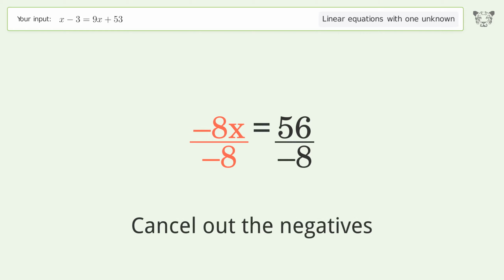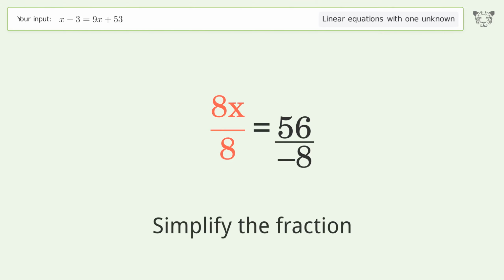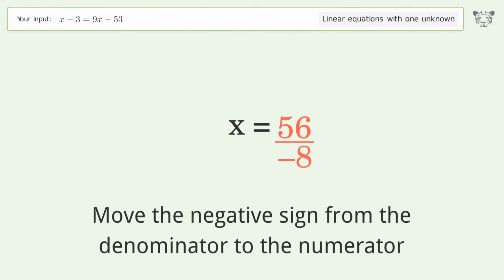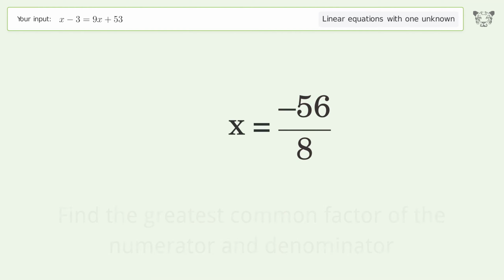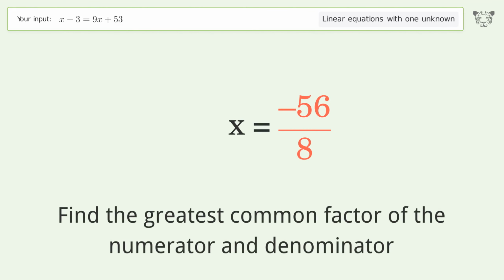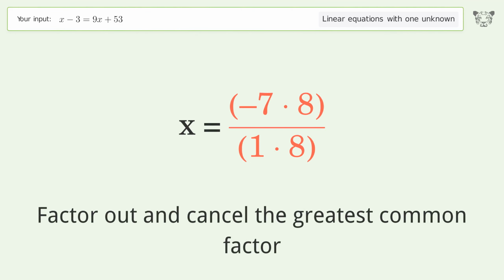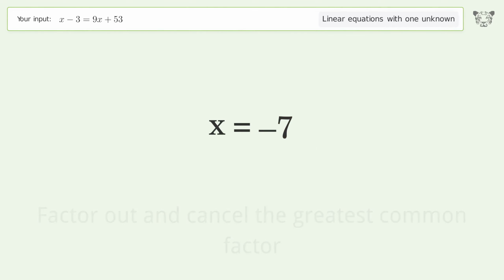Cancel out the negatives. Simplify the fraction. Move the negative sign from the denominator to the numerator. Find the greatest common factor of the numerator and denominator. Factor out and cancel the greatest common factor. And so the final result is x equals -7.